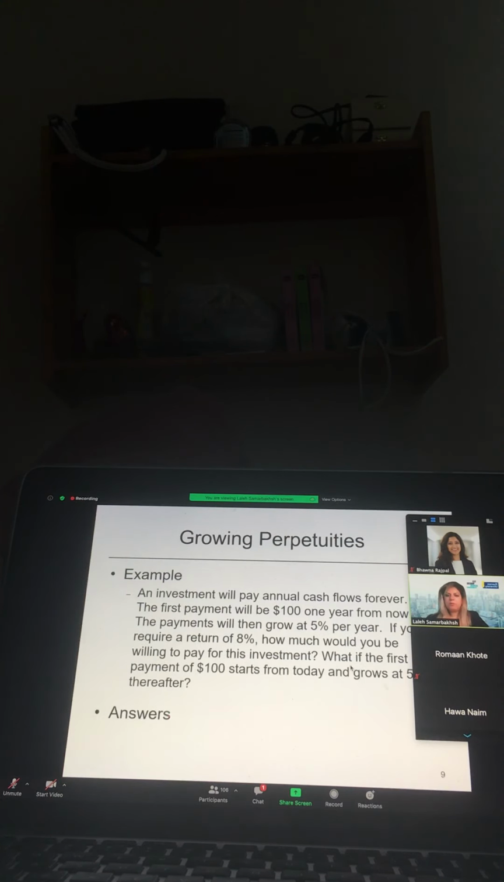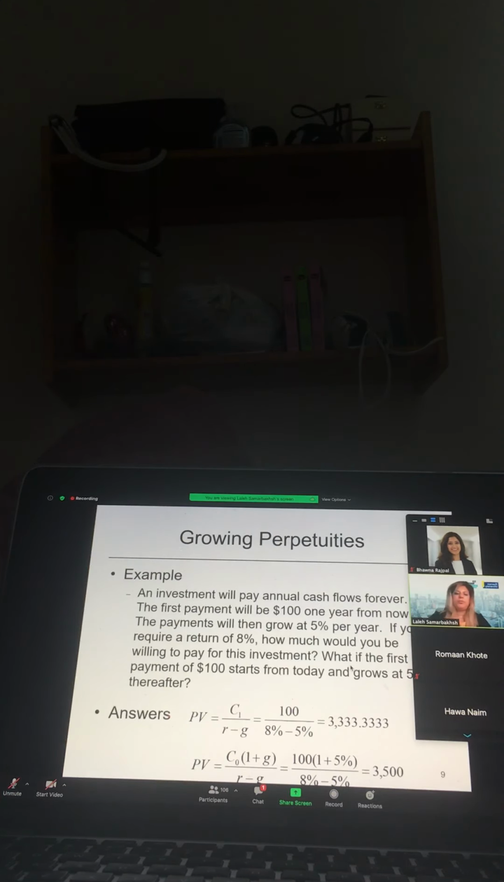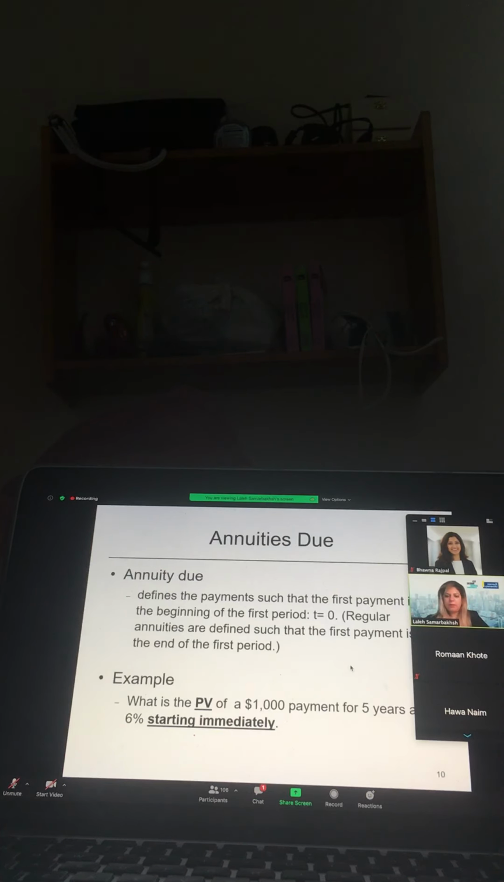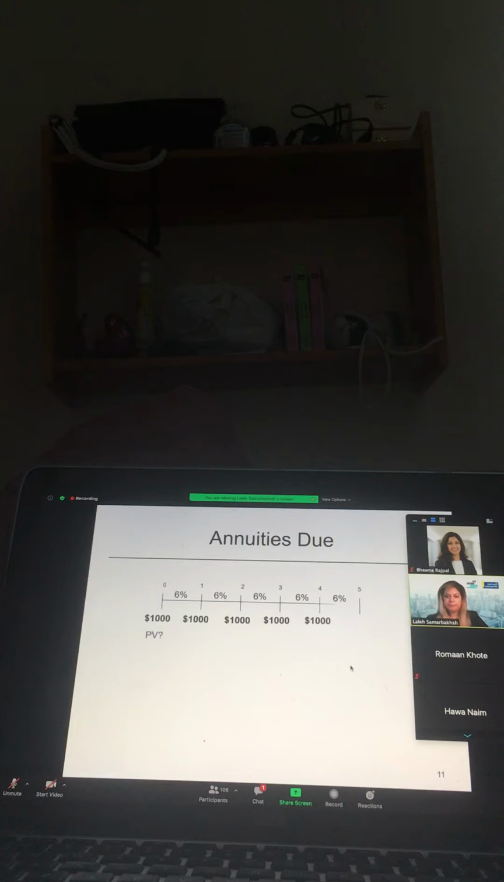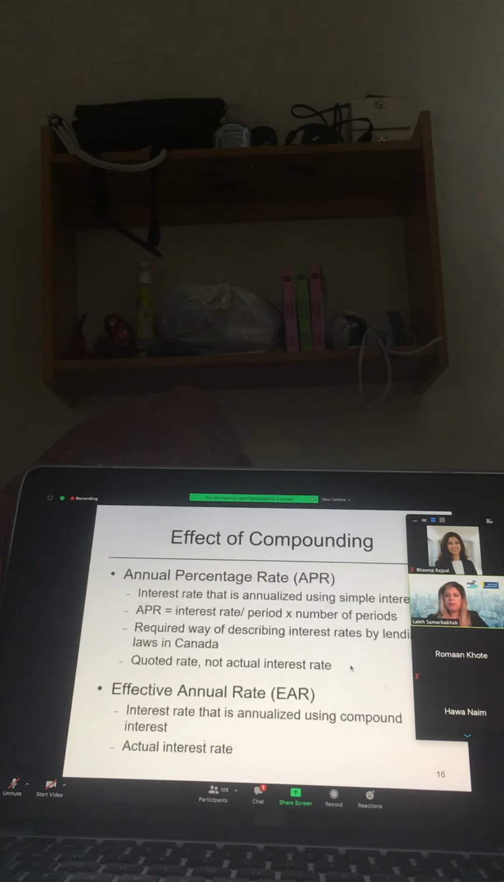So we did these problems together. We also had growing perpetuity. We found the formula for growing perpetuity. Again, very simple formula, but have that handy. And then we talked about annuity due. If an annuity starts immediately or begins now, in your calculator, you're just going to switch from END to BGN, beginning. And we talked about this last week, so I'm not going to spend time here.